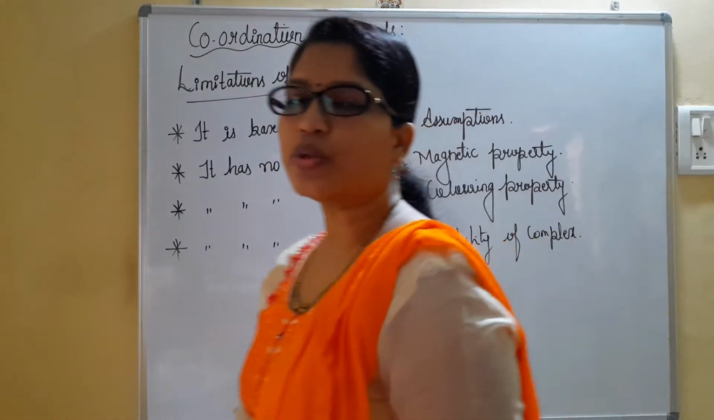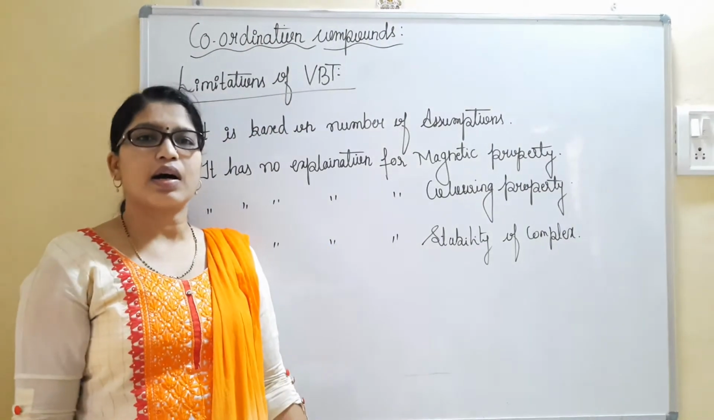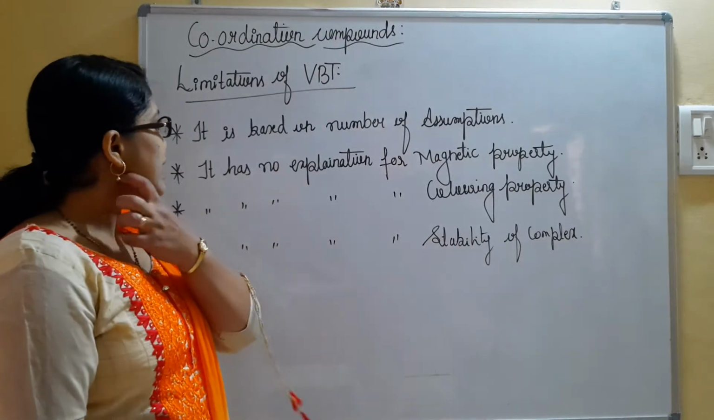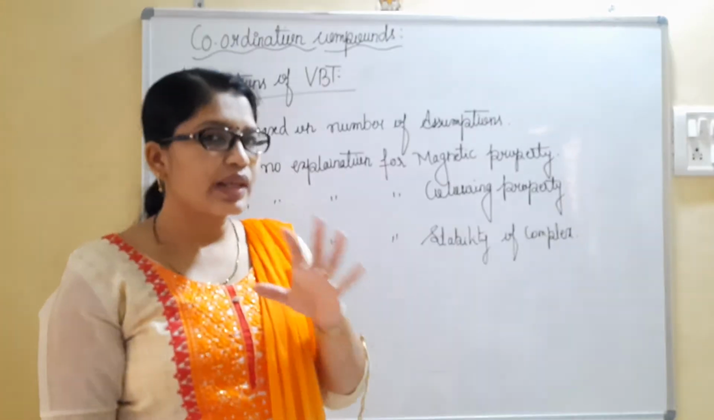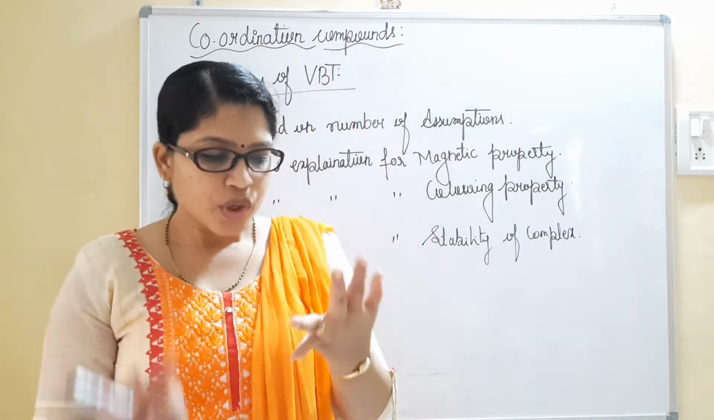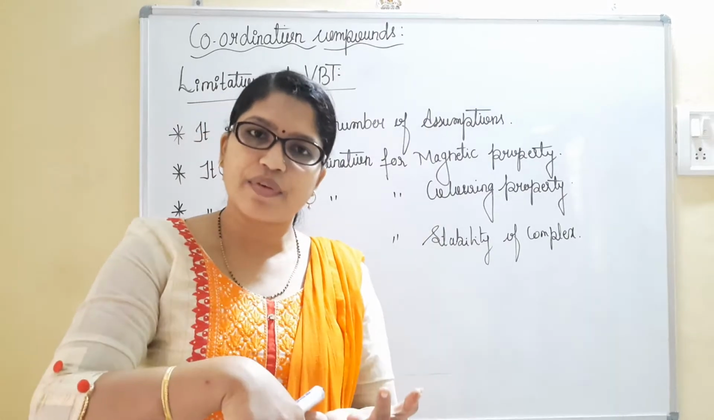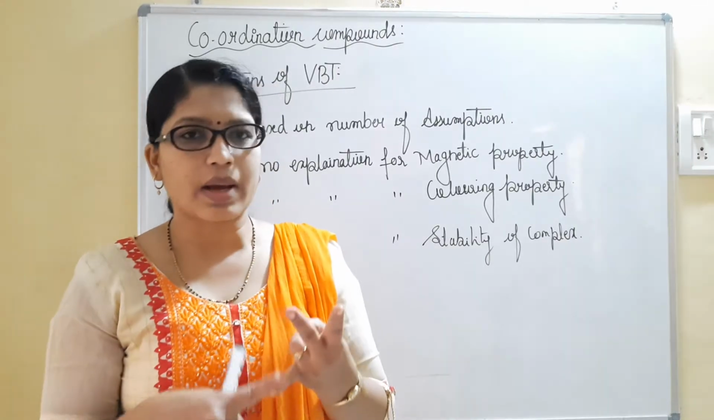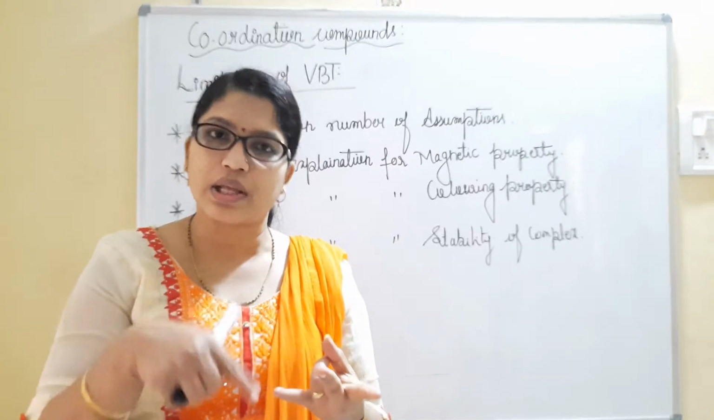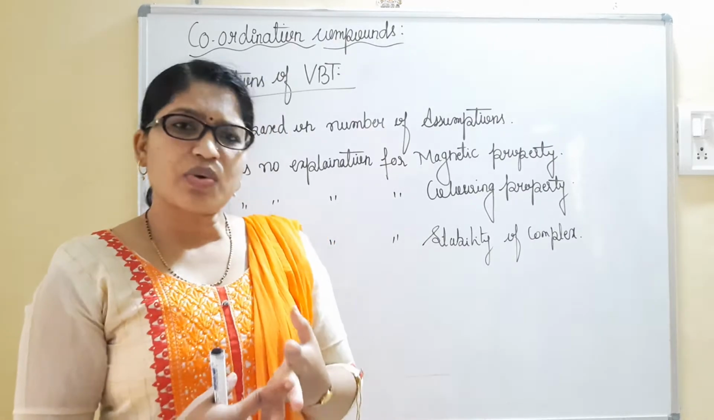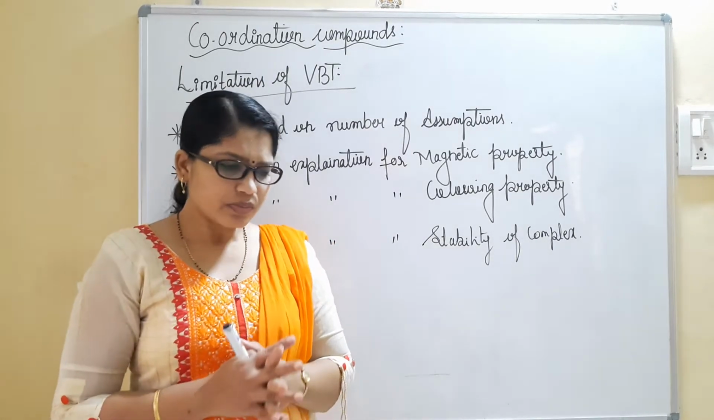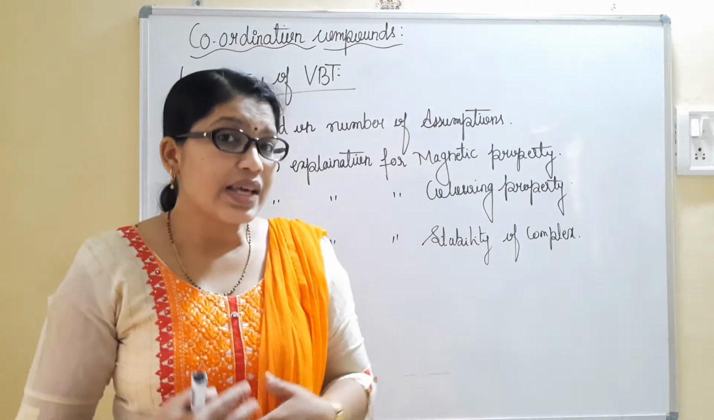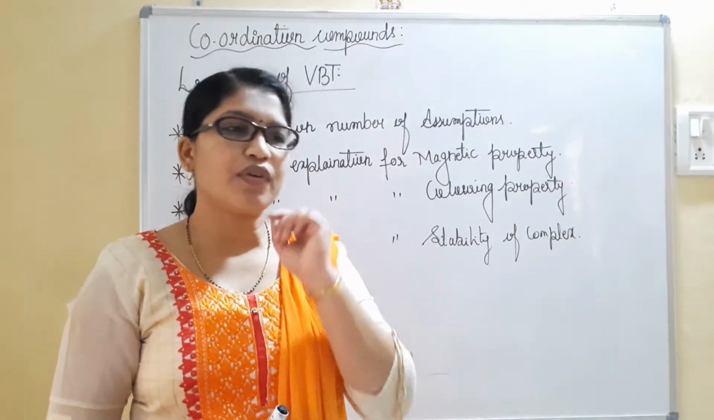As I have told you, dear students, there are certain limitations or drawbacks with the valence bond theory. Very first, this whole valence bond theory is based on a number of assumptions. We have to assume that the ligand is strong field or weak field. That is also one of the assumptions. We have to first know the magnetic property. Once we know the magnetic property, then only we can predict further. And there is no proper explanation for the coloring property. I will give you a very small hint for the coloring property.